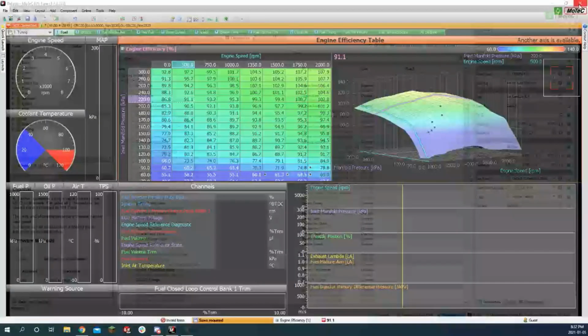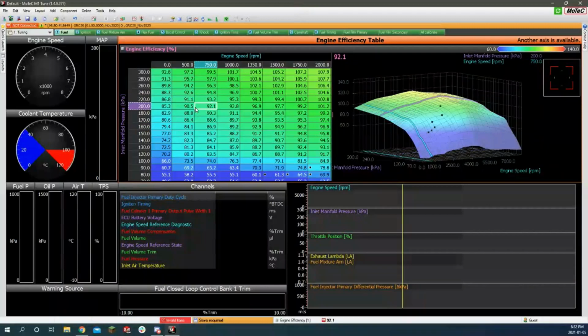So that's that software, and that would be M1 Tune. This is what most tuners will use here. If there are any questions, I'm happy to answer them. But that's all I had to present.